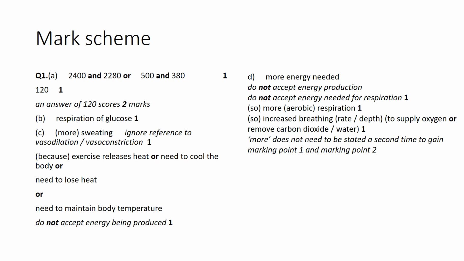Here's the mark scheme. You should have worked out that 120 was the amount of feces that would have been produced. You needed to use the information to work out how much was made and then how much you need to take away from it. Respiration of glucose makes water, and sweating releases heat or allows the body to cool down quicker, maintain body temperature. Then more energy is needed, so we have more respiration, increased breathing rate, so therefore you're losing more water. All very, very simple. Thank you very much.